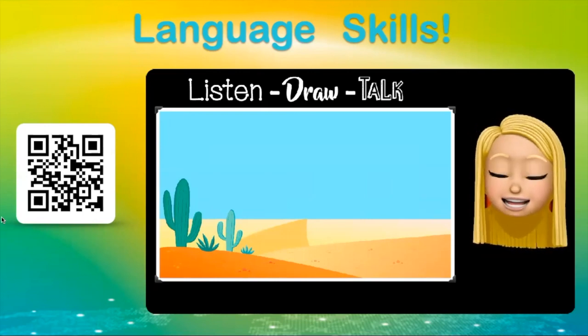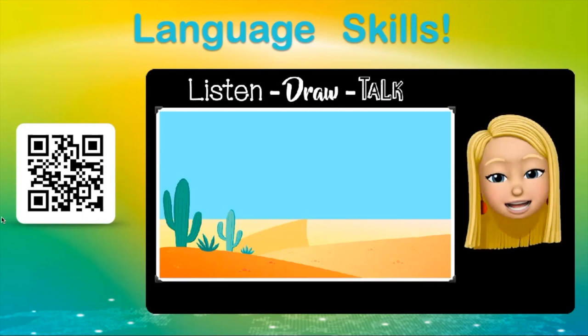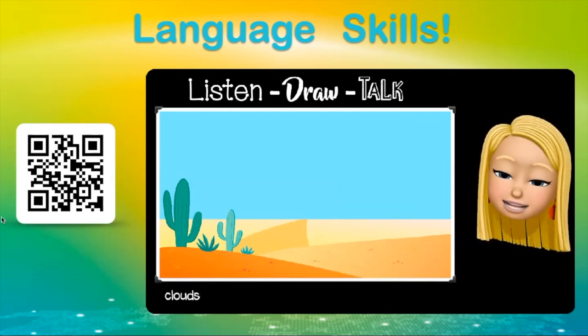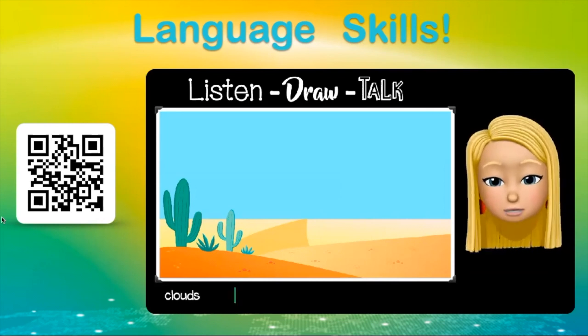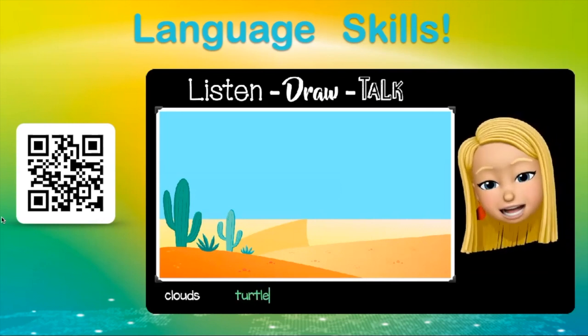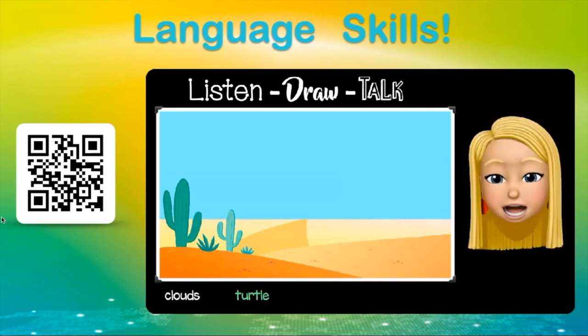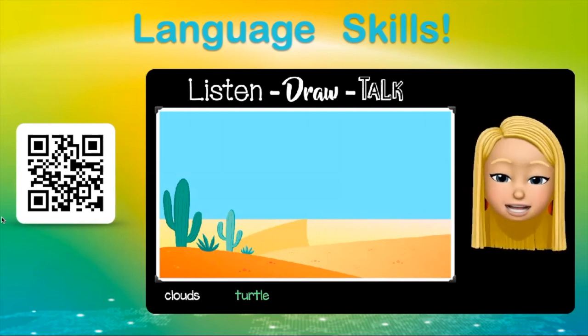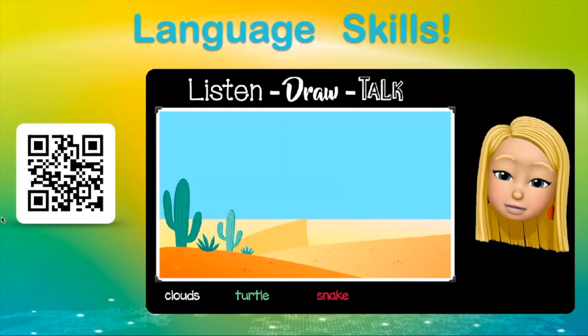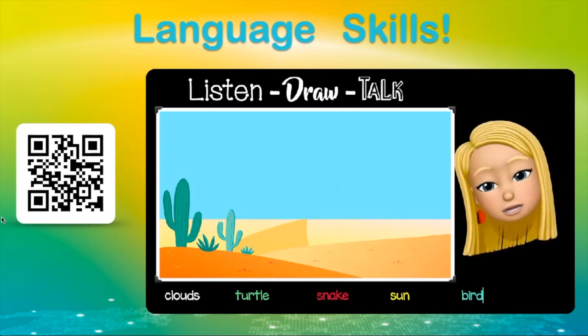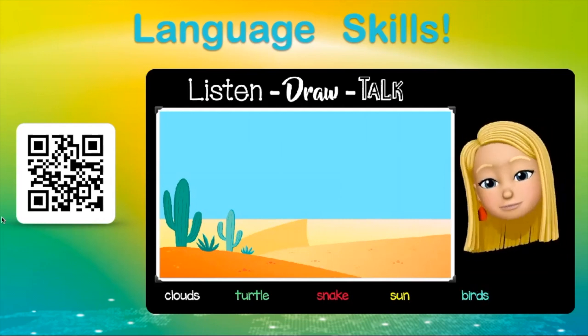In the desert, I see 3 white, fluffy clouds in the sky. I see a small green turtle beside the cactus. I see a big red snake slithering in the sand. There is a bright yellow sun shining in the sky, and 3 bluebirds flying high.